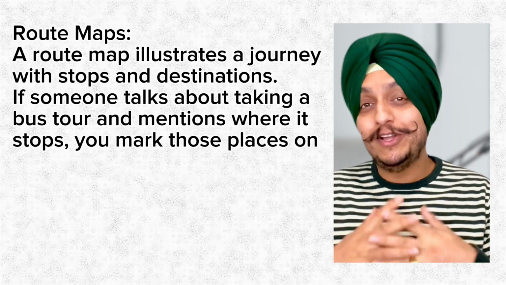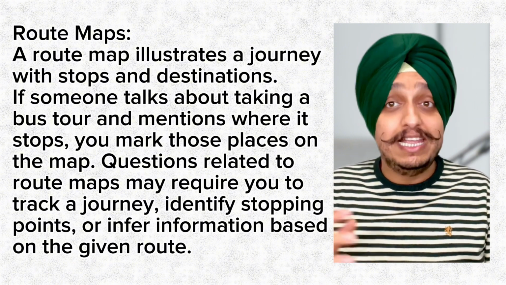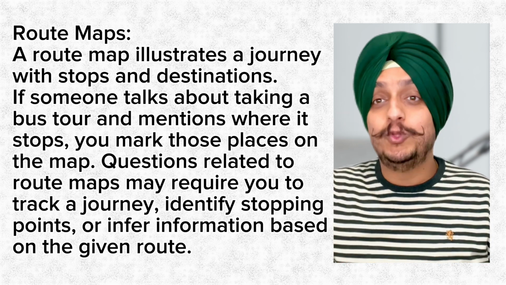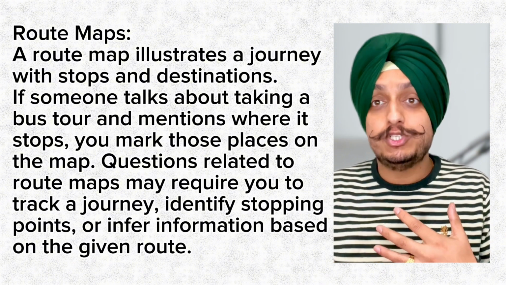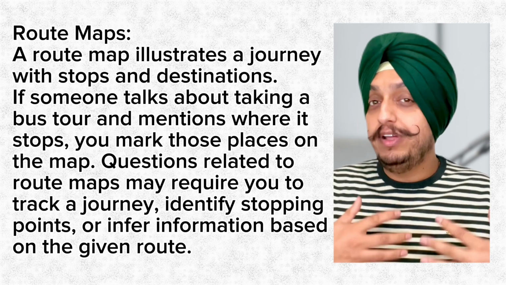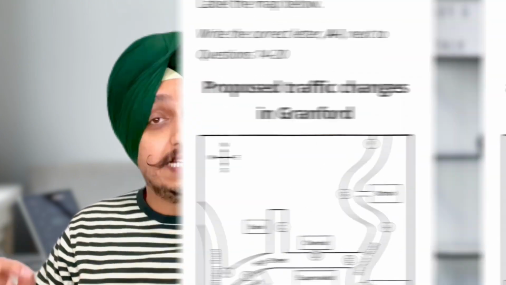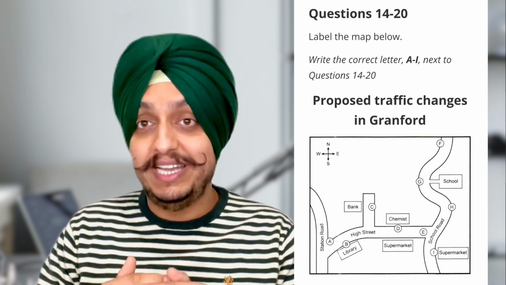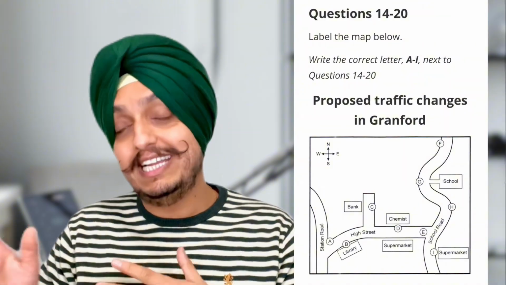The next one is called route maps. A route map illustrates a journey with stops and destinations. Imagine someone talks about taking a bus tour and mentions where it stops, so you mark those places on the map. Route map questions may require you to track a journey, identify stopping points, or infer information based on the given route. And again, an example can be found in Cambridge 13 Listening Test 1, questions 14 to 20, which is again about labeling the map, and it's called Proposed Traffic Changes in Cranford.